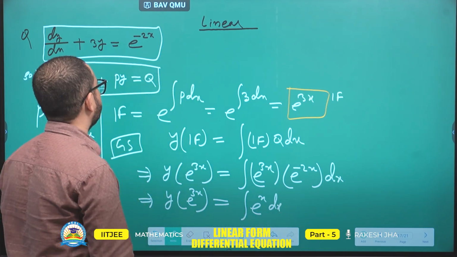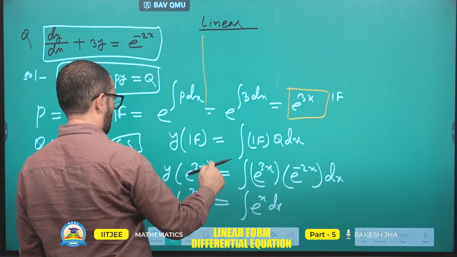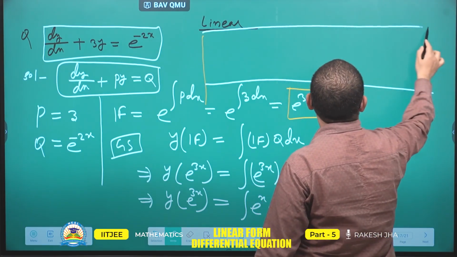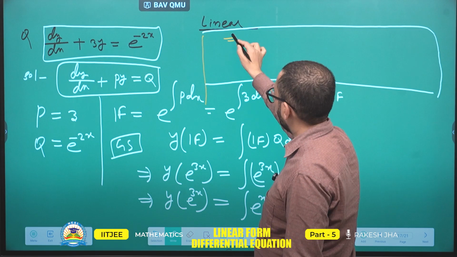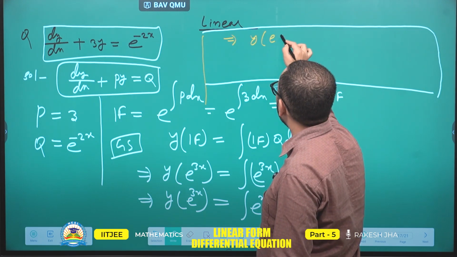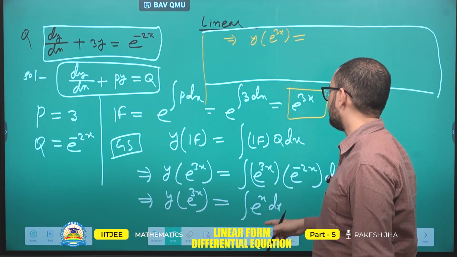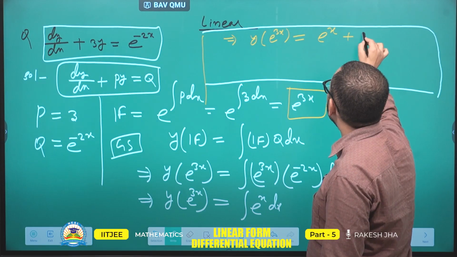And finally, our answer would be here: y times e raised to the power 3x is equal to e raised to the power x, which will be e raised to the power x only, plus c.